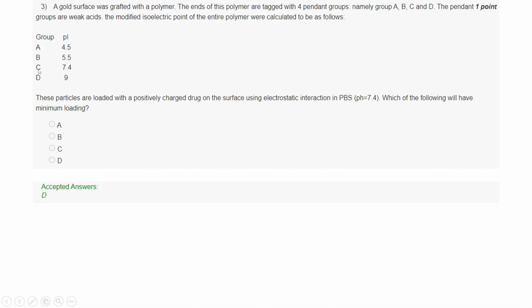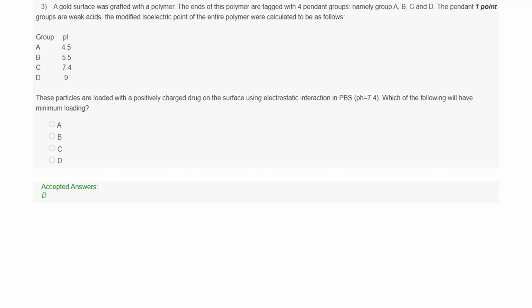Let's look at option C, that is 7.4. This is the same as your isoelectric point, and hence, when pH equals your isoelectric point, the polymer is going to be net neutral charge. Now, compared to all these three, if you see your polymer D, which has an isoelectric point of 9, if you compare the pH of your surrounding, which is actually lower than pI, then that's when your polymer is going to have a positive charge.